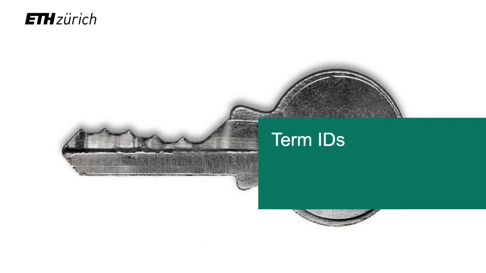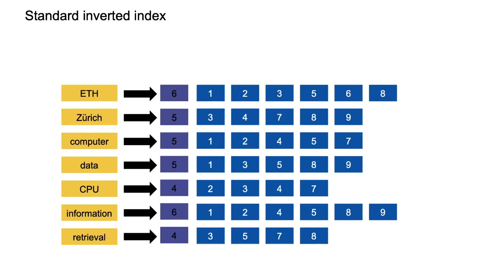So, still have a few minutes. I'll start with a first optimization that is commonly done when we build indices, and this is called term IDs. You already heard of document IDs, right? But term IDs, I hadn't mentioned them until now. So in a standard inverted index like this, you have the terms on the left and the document IDs, but the terms, it's not term IDs, it's terms, right?